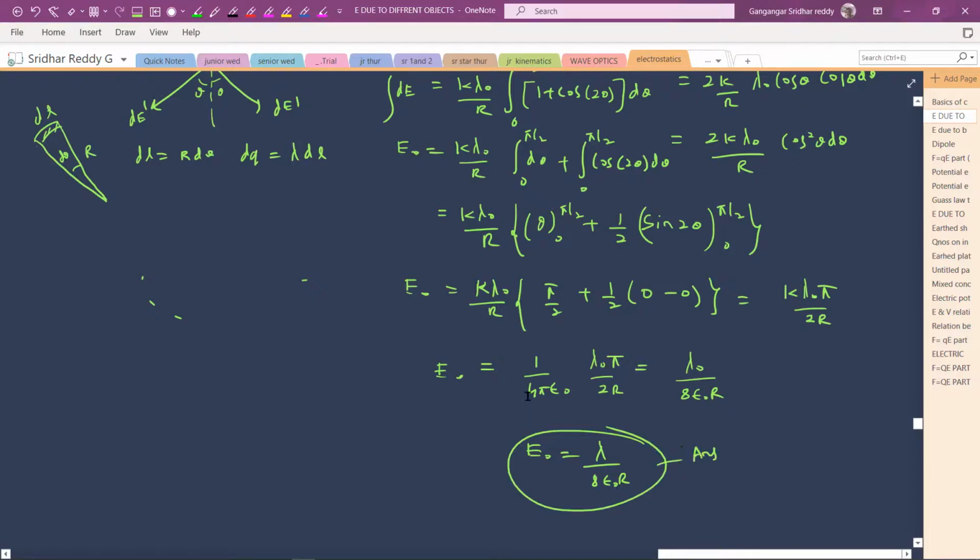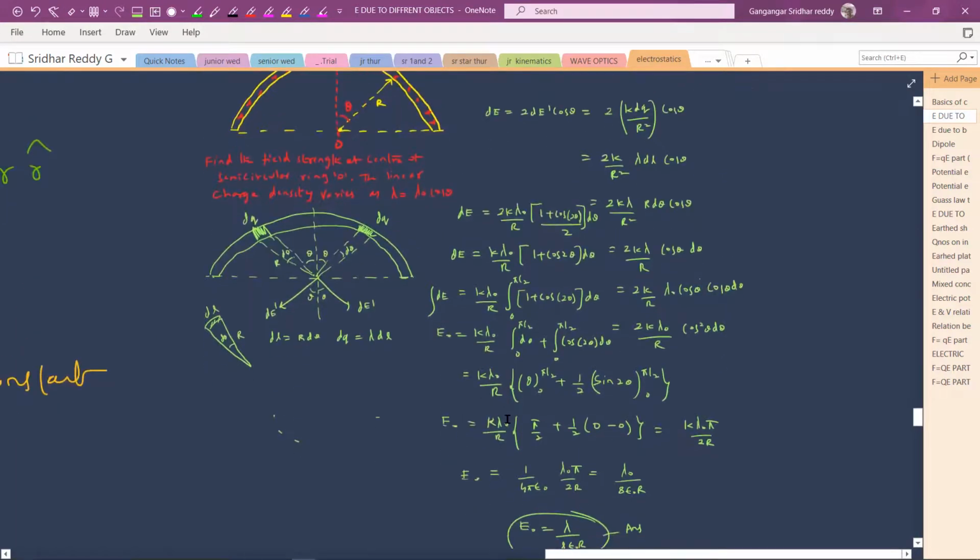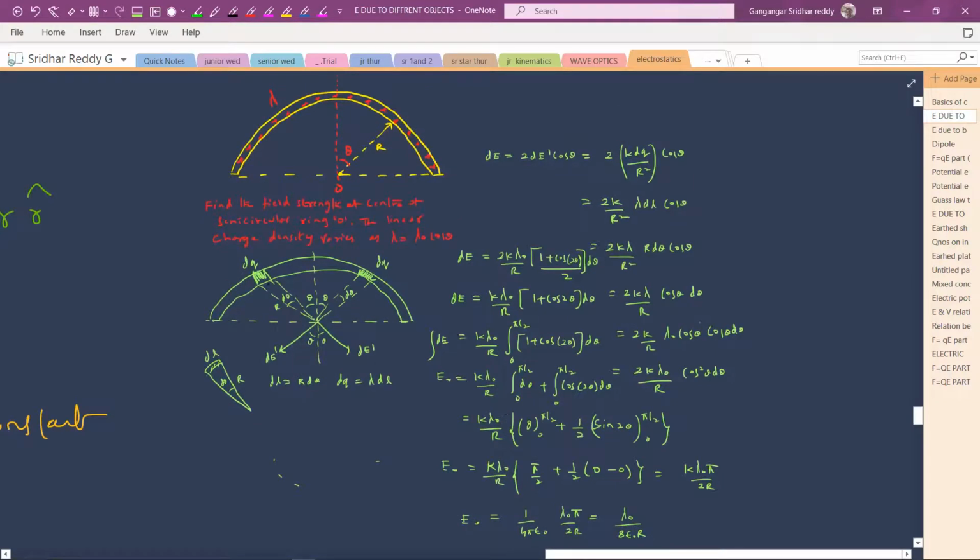I think anybody can do it. You should just have that idea. What is the methodology of the problem? You assume two symmetric elements. First find out the field due to those two symmetric elements, then get the resultant field dE equal to this one. Then next is the integration. You have to be very careful about these limits, 0 to pi by 2. Since we assume two elements, the limit should be 0 to pi by 2. This will be our final answer.